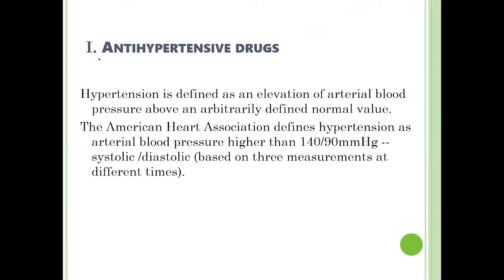The first thing we're talking about is anti-hypertension drugs. Anti-hypertension. Hypertension, we say that's high blood pressure. Anti-hypertension means we need to reduce high blood pressure. So we say normal blood pressure is about 140 over 90. Actually, we say normally 120 over 80.